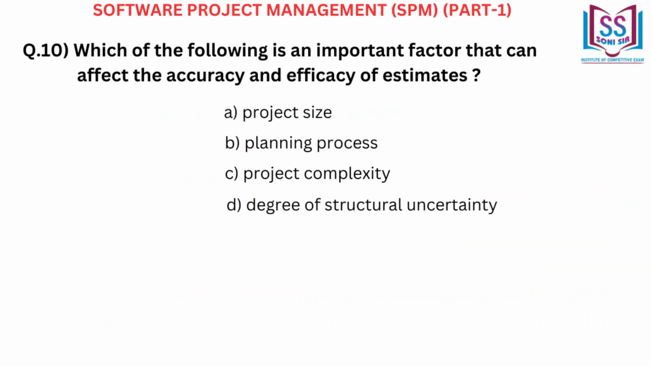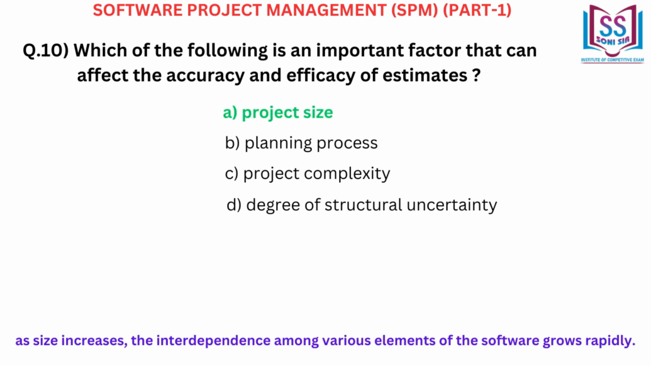Which of the following is an important factor that can affect the accuracy and efficacy of estimates? A. Project size. B. Planning process. C. Project complexity. D. Degree of structural uncertainty. Correct answer A. Project size. As size increases, the interdependence among various elements of the software grows rapidly.